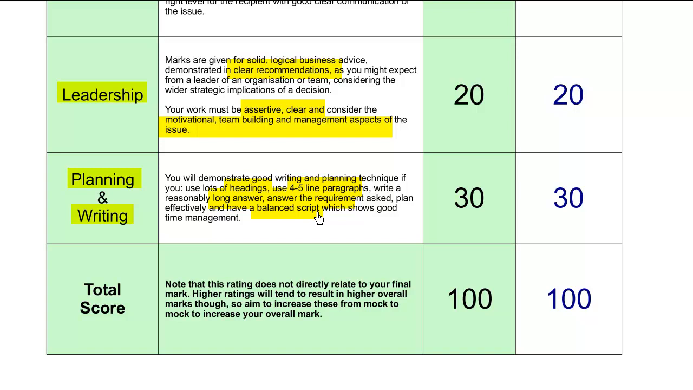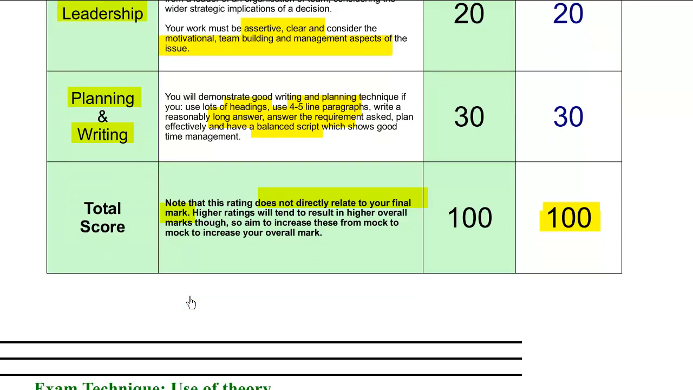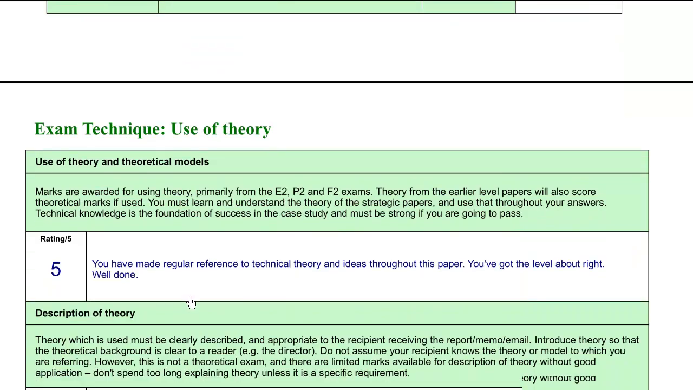And you'll see actually as we go through, here you'll see your total score. So your goal, of course, would be to take this total score here and improve that from mock to mock to mock to show you're doing all the right things required to pass. Now notice that 100 does not directly relate to your final mark. That is for the points that you make. This is an exam technique score. Now, typically, the higher your exam technique score, the higher the actual mark you will get. But of course, they are looking at slightly different things. So aim for that to go up as we go through.